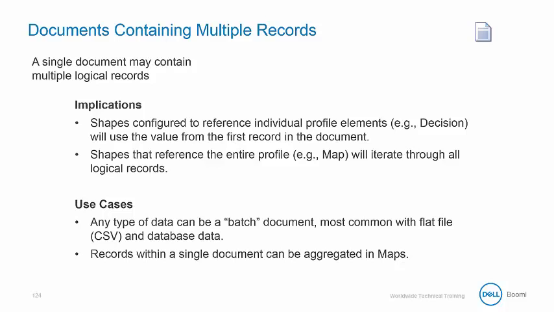Some shapes are only going to be able to reference and or evaluate the first record in the document. The decision shape is one of these shapes. It will send the entire document down the true or false path based upon the first record. We'll see an example of this in our activity. But there are other shapes like the map that are able to reference all records and iterate the records. It's most common to batch flat file and database data, but you could also do that for XML and JSON. Records within a single document can be aggregated in maps.